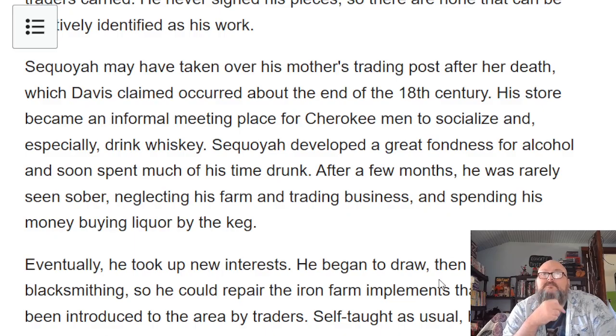More than likely he took over his mother's trading post after her death. The trading post was an informal meeting place for Cherokee men to socialize and especially drink whiskey. Sequoyah would develop a fondness for alcohol and soon spent much of his time drunk. After a few months, he was rarely sober, neglecting the farm and trading business and spending his money buying liquor by the keg.